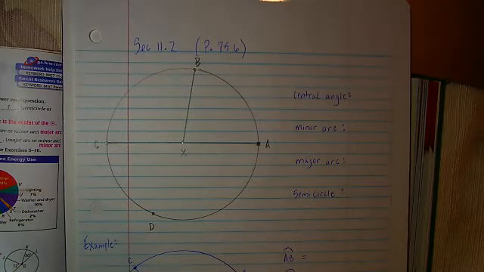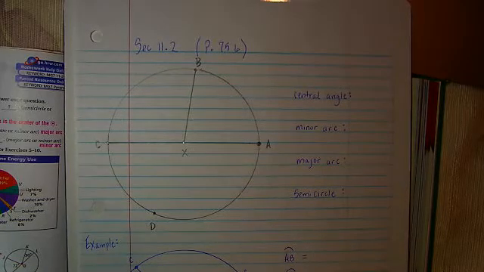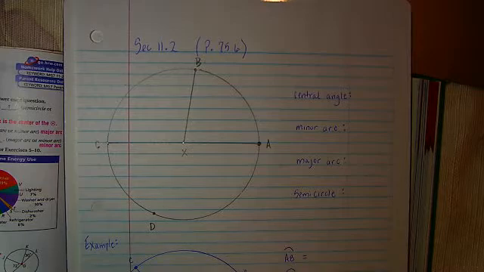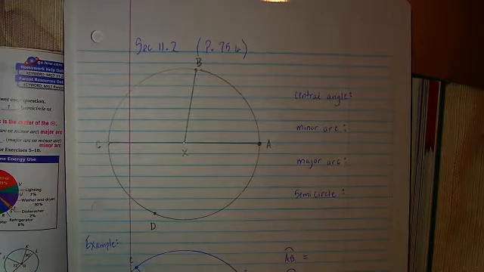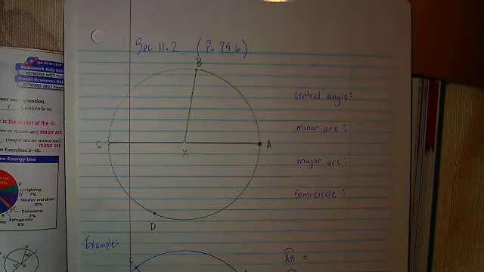This is section 11.2, and in your textbook, that would be on page 756. I would recommend that you look at that page and copy down the definitions that are highlighted. I'm going to go through the vocabulary and the notation, but I am not going to copy down the definitions in this session here. All right, so we've just started talking about circles.